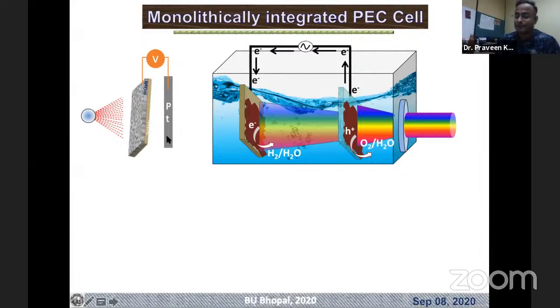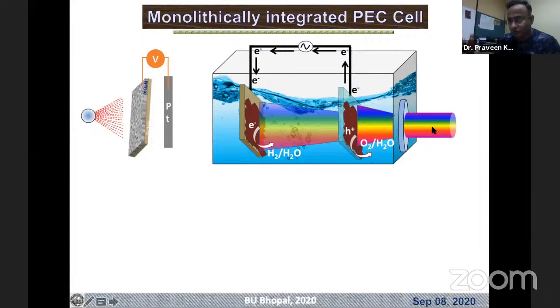But platinum cannot be commercialized. So we thought, let us make a system where we do not have any platinum. So we thought, let's make one photocathode which is transparent and a photoanode which is opaque.